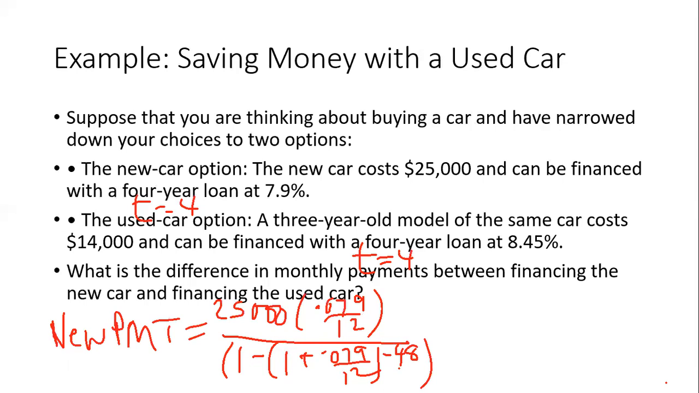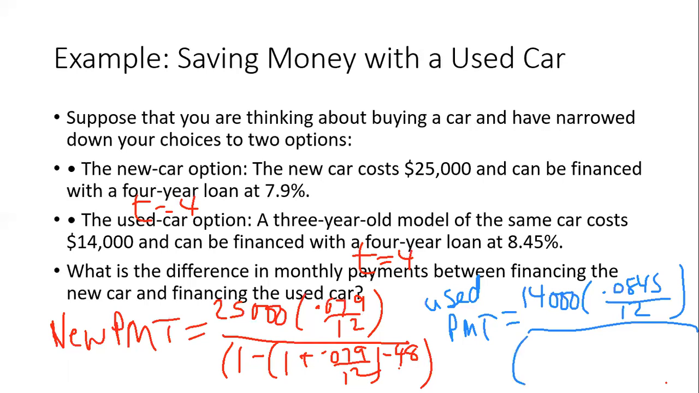For the used payment, we have 14,000 for our P times our rate over our N, bracket 1 minus parentheses 1 plus R over N, still raised to negative N times T. N and T are the same here, so negative 48. Close our bracket and plug these into the calculator.